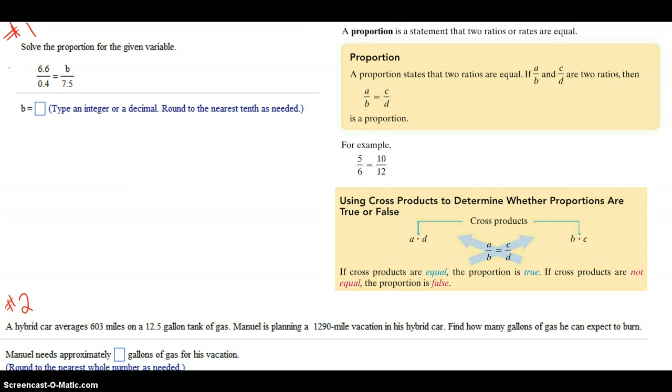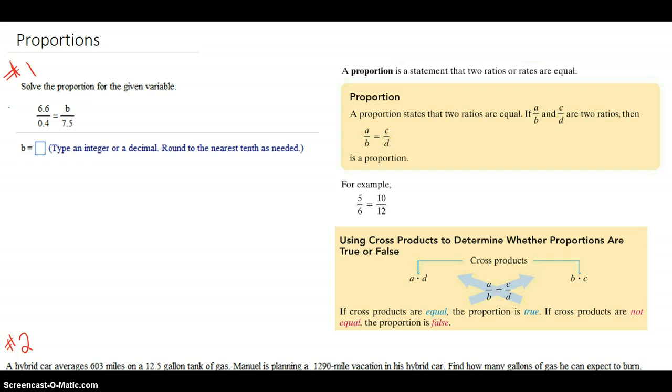But before I do that, let's look on the right side where I have the definition of what a proportion is. A proportion is a statement that two ratios or rates are equal. So here we have in a box proportion. A proportion states that two ratios are equal. So in math terms, if A over B and C over D are ratios, then A over B equals C over D is a proportion. For example, we have two fractions, 5/6 and 10/12, and it's a proportion because they are equal. Because if you notice, if you multiply top and bottom by 2, you do get 10/12.